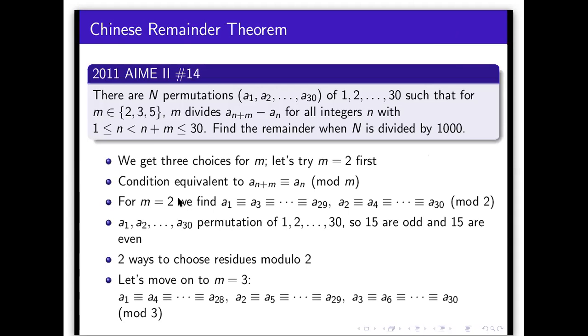at the second bullet here, a sub n plus 3 is equivalent to a n mod 3. So we know that 1, 4, 7, 10, and so on have to be the same. 2, 5, 8, 11 have to be the same, and then 3, 6, 9, and so on have to be the same.